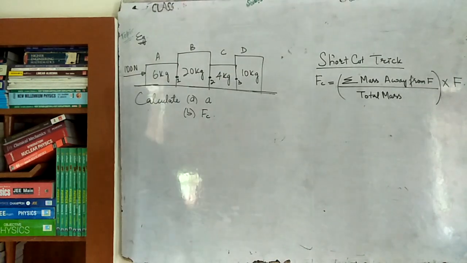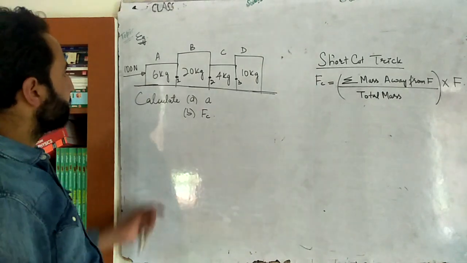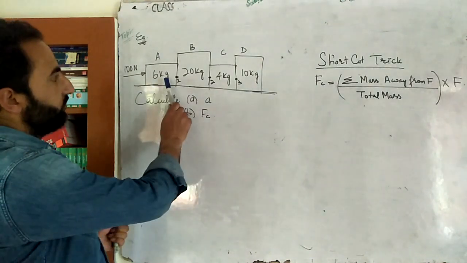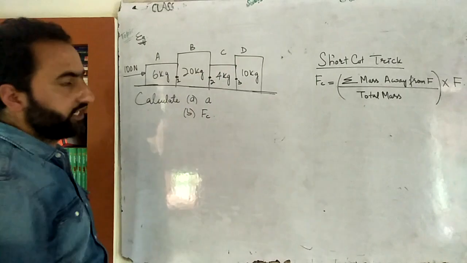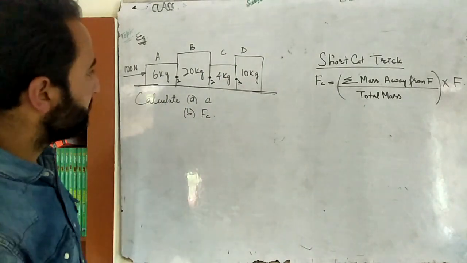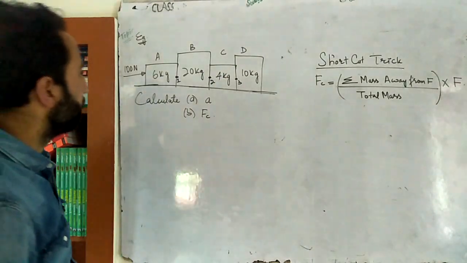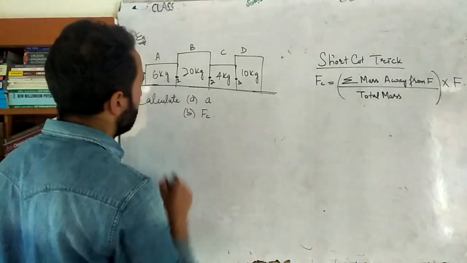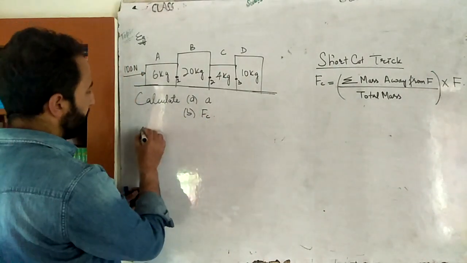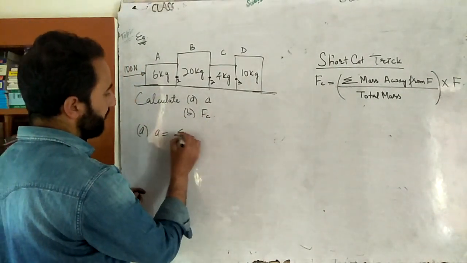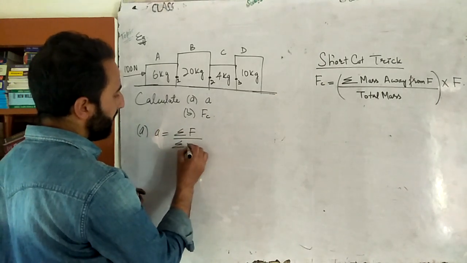So let's do one more example, and it's like this. These are 4 different blocks: 6 kg, 20 kg, 4 kg, 10 kg. Now the question is to calculate the acceleration of the system, and part B is to calculate the contact forces. So simple. First of all, let's calculate the acceleration. Part A: acceleration will be simply equal to the summation of all the external forces divided by the summation of all the masses.